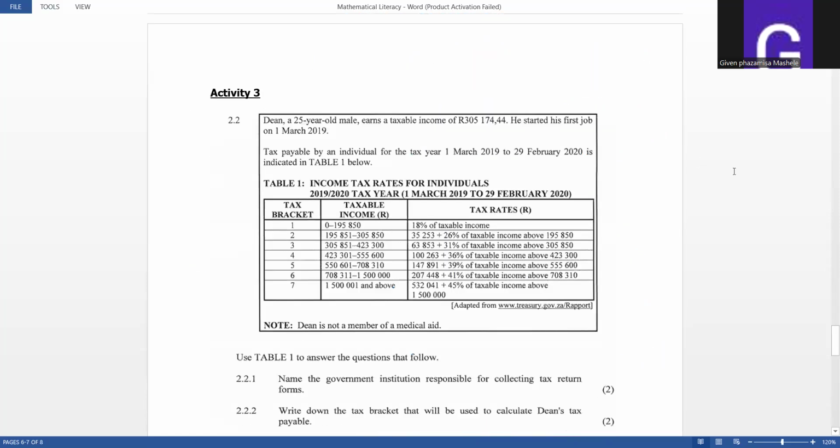Then the last example here: Dean is 25 years old, male, and earns a taxable income of 305,174 rand and 44 cents. You see, this amount already, this is an annual taxable income.